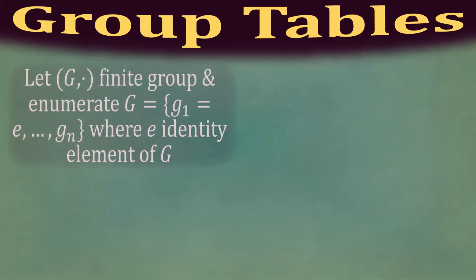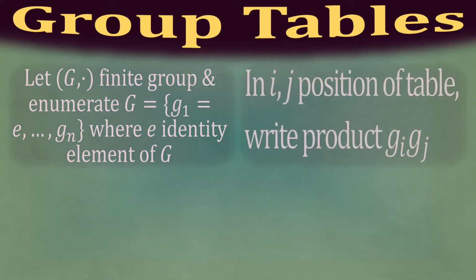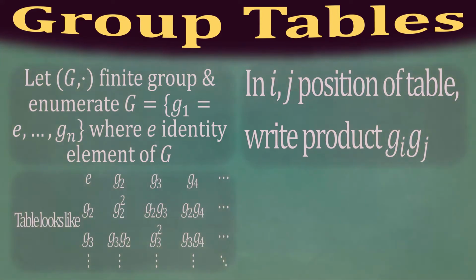Now, let's discuss how to visualize some types of groups using group tables, also known as Cayley tables. Let (G, ·) be a finite group and enumerate G as g1 = e all the way up to gn, where e is the identity element of G. In the ijth position of the table, we write the product gi · gj. So, the table looks like this.